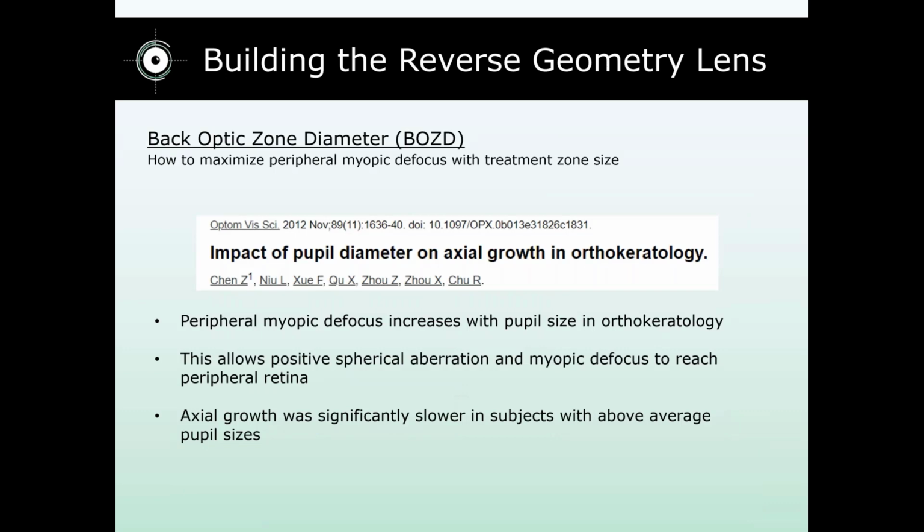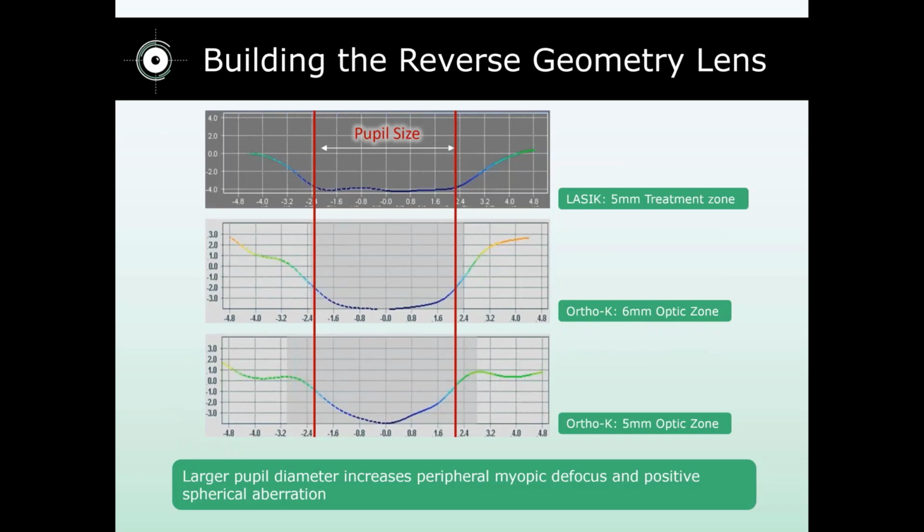Peter Chen did a study where he looked at the pupillary diameter in various children wearing ortho-K and found that axial growth was significantly slower in the children that had large pupil sizes. Now, their theory is that this larger pupil allows for more of that peripheral optics, that myopic defocus and positive spherical aberration, to squeeze into the pupil and reach that mid-peripheral retina. And that's a great theory because we can really capitalize on that with contact lens design.